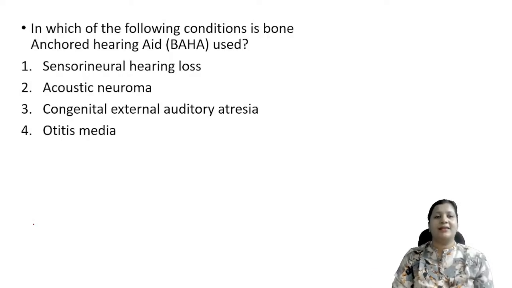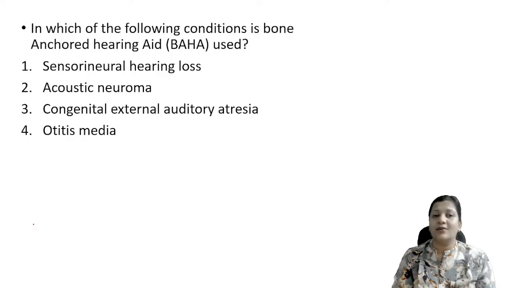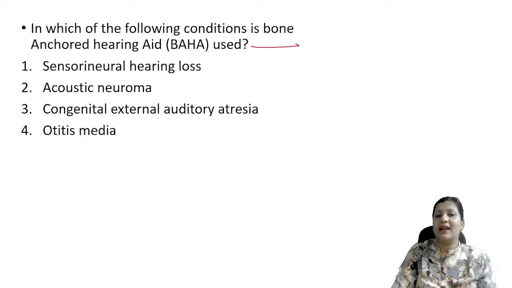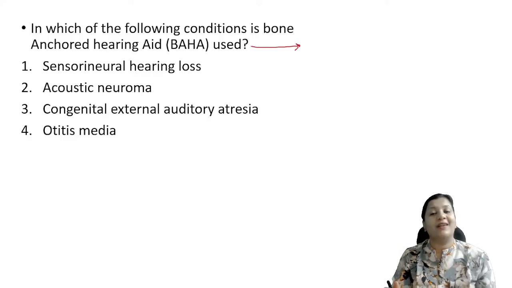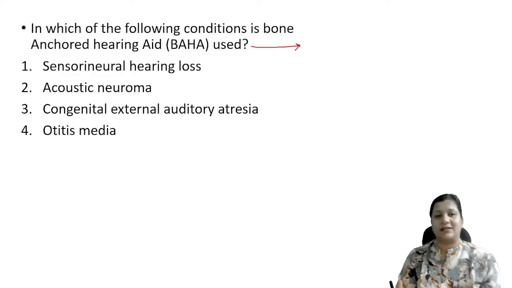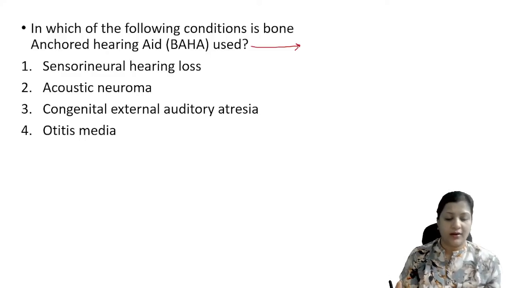Okay, next question. In which of the following conditions is a BAHA used? I have explained this to you. Sensory neural hearing loss, acoustic neuroma, congenital external auditory canal atresia, otitis media. So bone anchored hearing aid has got a specific indication. A 4000 hertz dip is seen in AC and BC curve in a patient with noise-induced hearing loss. So when there is NIHL, noise-induced hearing loss will present to you with a dip in AC and BC. Okay, so in which of the following conditions is a BAHA, bone anchored hearing aid, used?